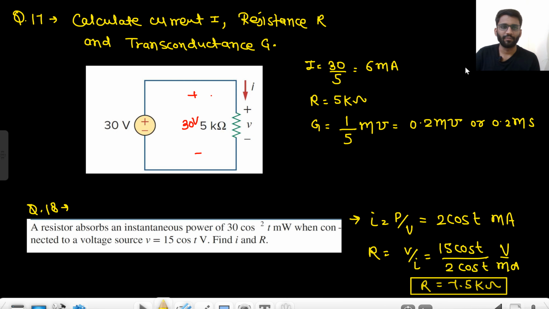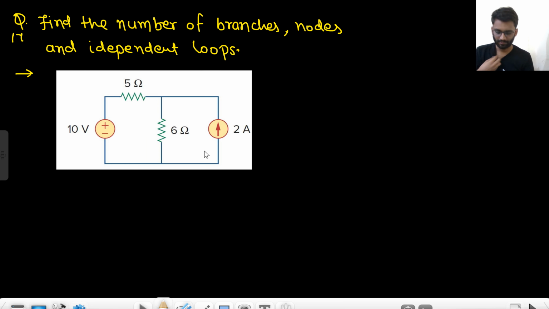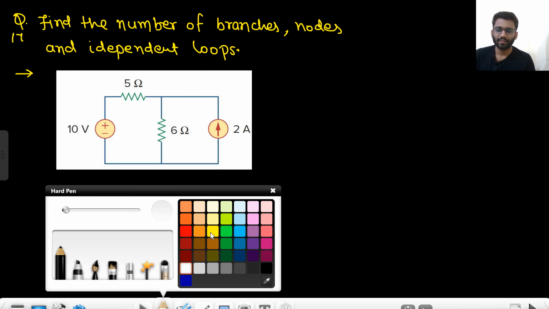So we will see the next question now. Yeah. So let's see this question. We need to tell the number of branches, nodes, and independent loops.